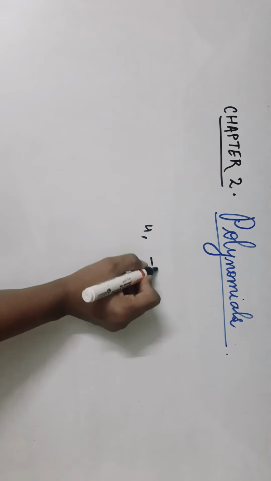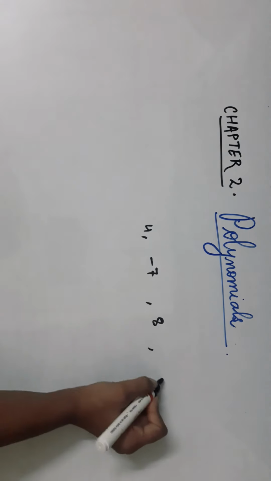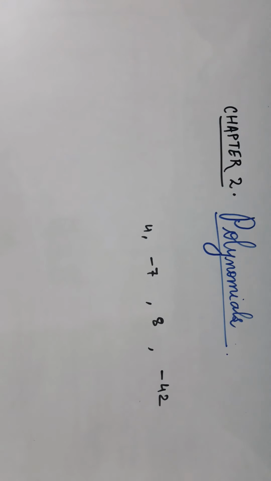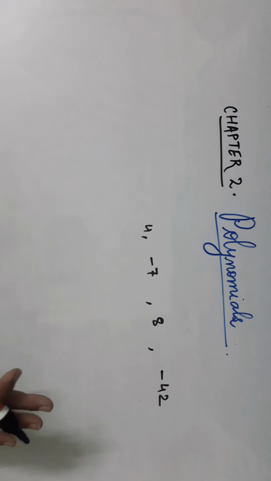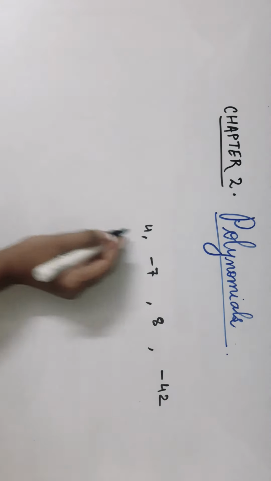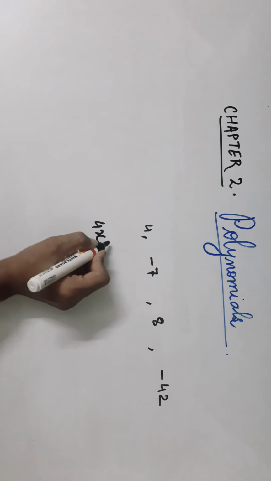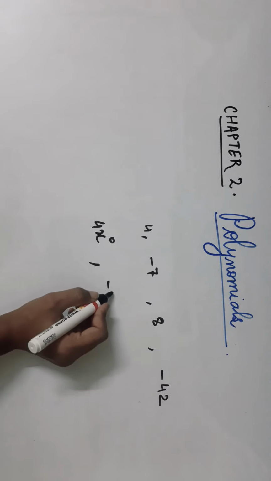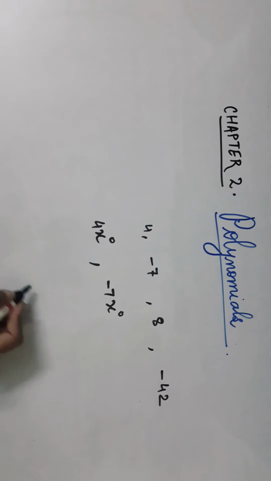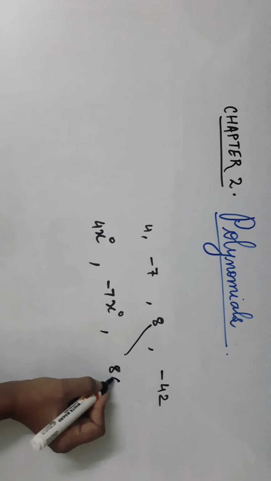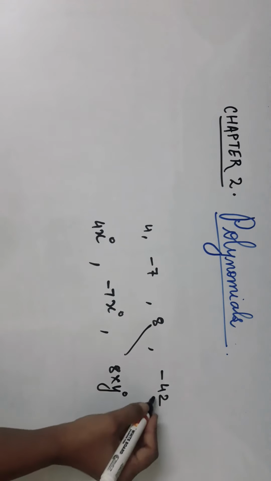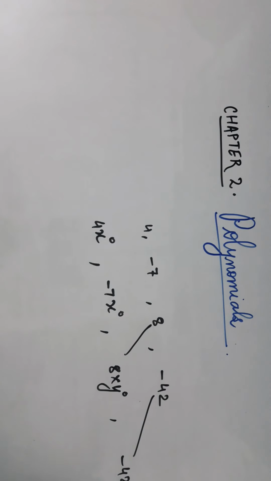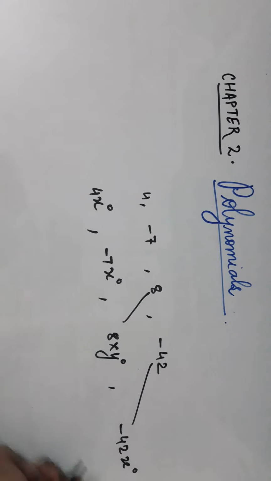What about 4, minus 7, 8, minus 42? Even these numbers are polynomials. Now you will say how? Can I write this 4 as 4 into x raised to 0? Can I write this minus 7 as minus 7 into x raised to 0? We can even write this 8 as 8 into y raised to 0. Minus 42 into x raised to 0. Okay. So all these constants are polynomials.